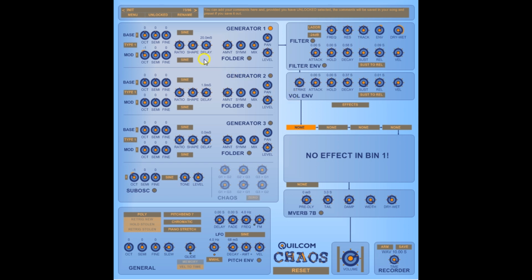So far what I've described in the routing of the signal is type 1, so the base oscillator doesn't get any phase modulation, only the modulated oscillator, and that's type 1. You notice on that setting with a long time here, it takes a little while for the chaos to settle down into a regular pattern on some notes and not others.